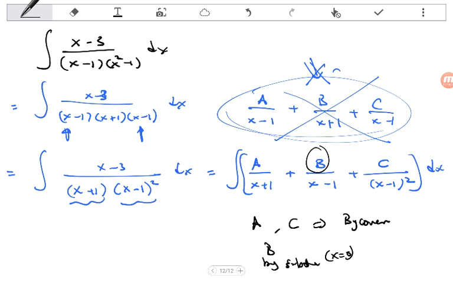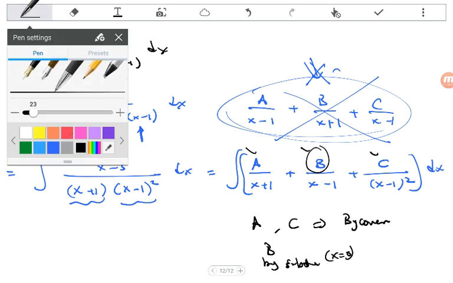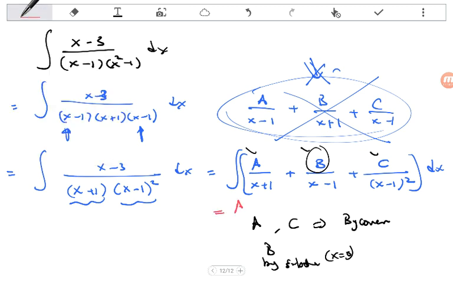Okay? Now after I manage to find these constants, can I find the result of the integration? Yes, the first term will be a ln x plus 1. The other will be b ln x minus 1. The third will be c times (x minus 1) raised to negative 1. And I have these values as numbers. Okay?